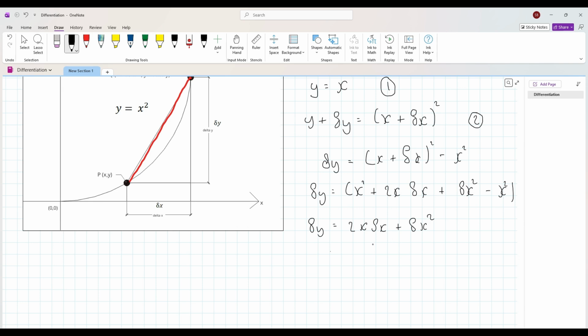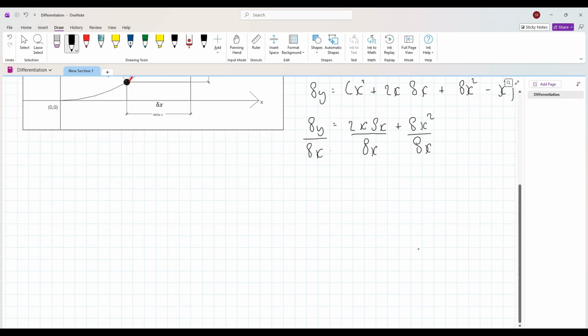Now let's divide through by delta x, which means we divide each term by delta x. So that cancels, that becomes 1, and we're left with delta y over delta x equals 2x plus delta x.